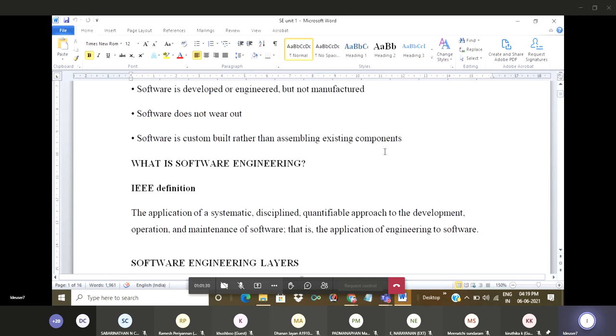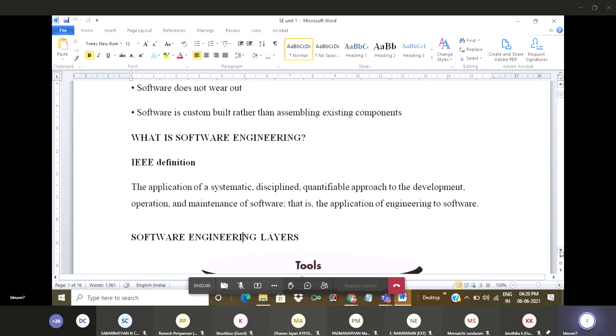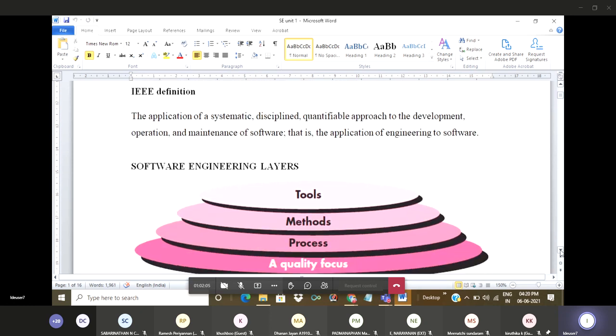So what is software engineering? This is the IEEE definition: the application of a systematic, disciplined, quantifiable approach to the development, operation, and maintenance of software. That is the application of engineering to software. This is the exact definition given by IEEE. If you browse, you can get a number of definitions for software engineering.